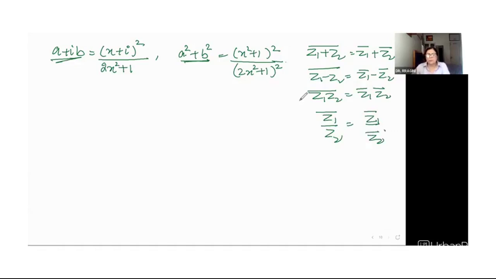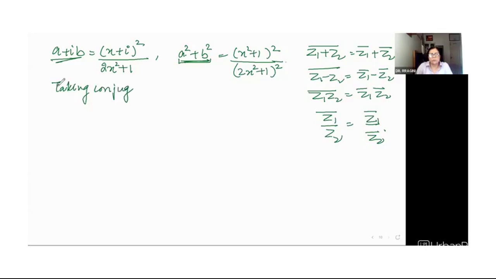Right? So let me start from here. The ultimate aim is, I have got a plus ib in the question. And if I need to get this a square plus b square, I should first go for a minus ib. What does that mean? Taking the conjugate on both sides.